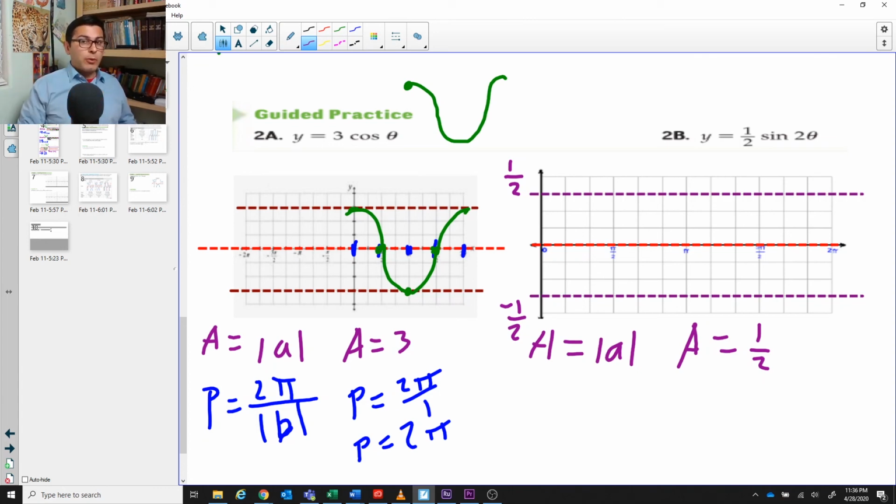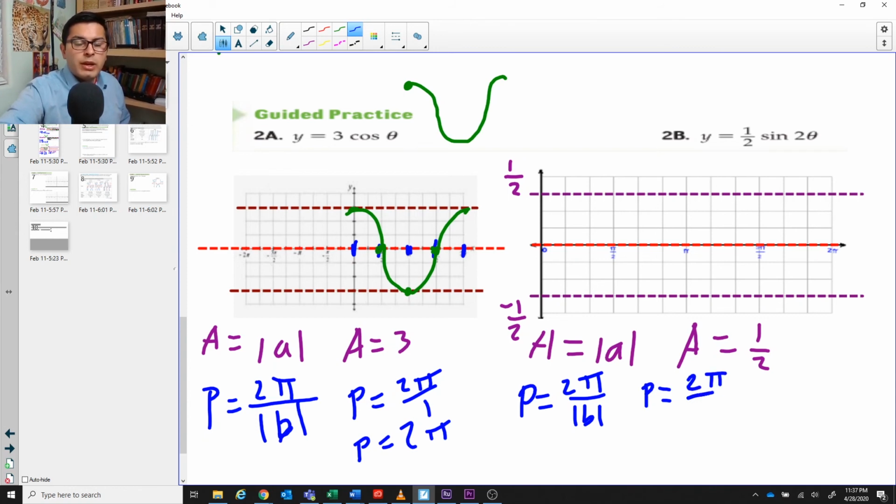Now we need our period. Period is 2 pi over the absolute value of b. That will be 2 pi over 2. The 2's cancel out, so this will just be pi. So we're going to start at 0 and we're going to end at pi. Now we need to divide into half and divide into half again.